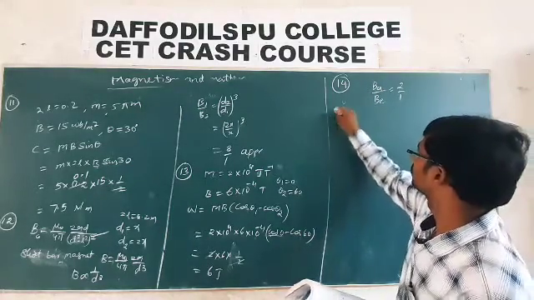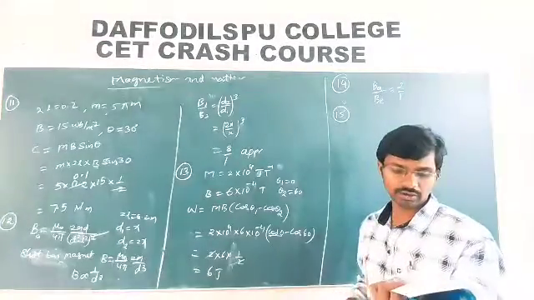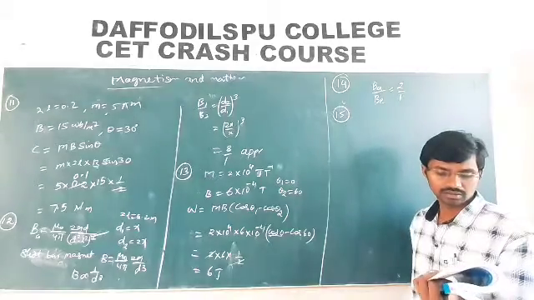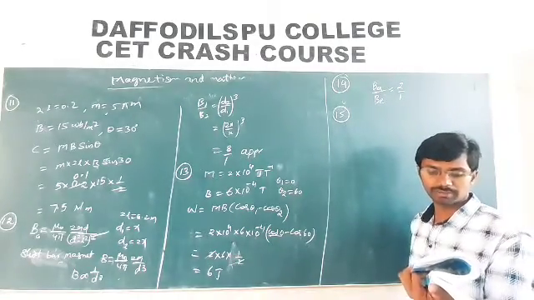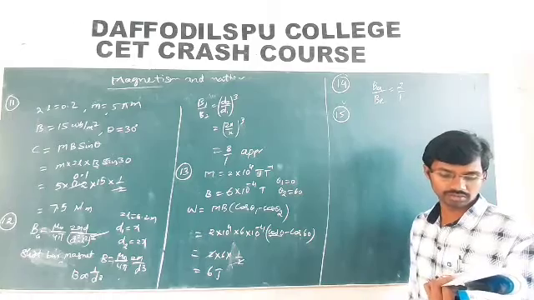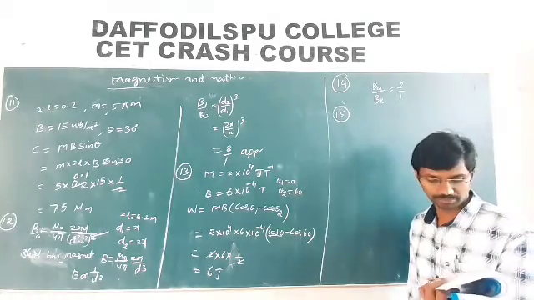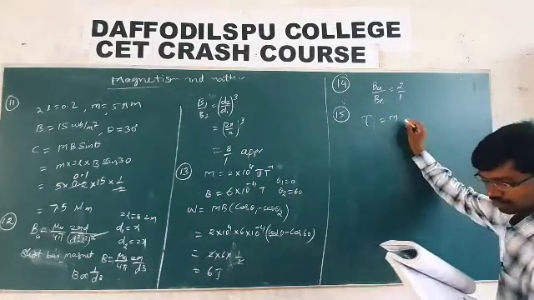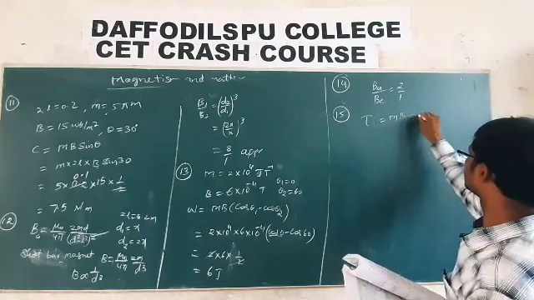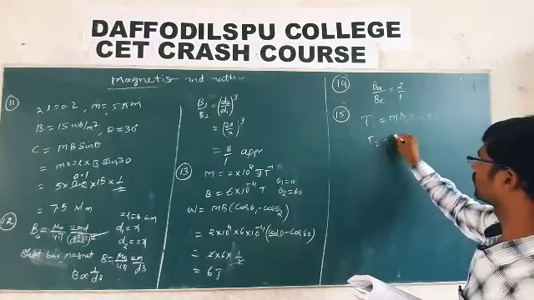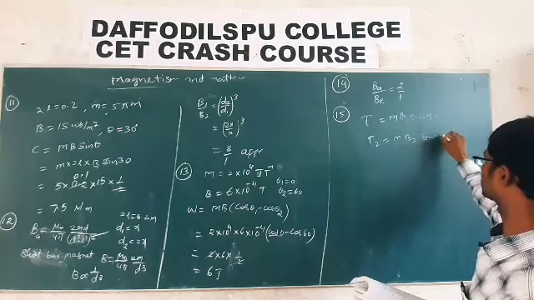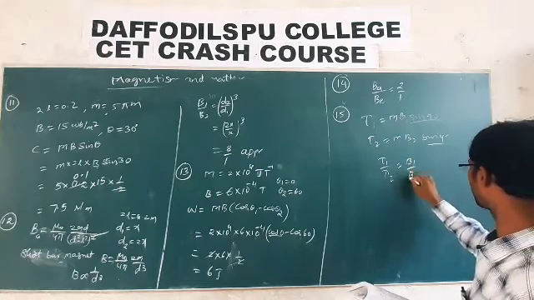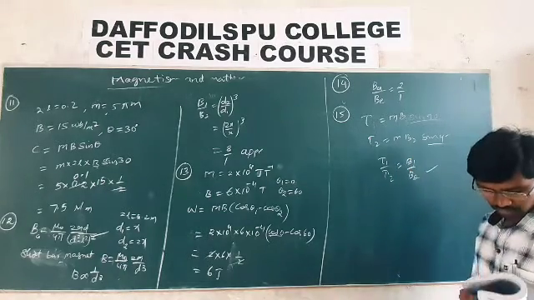Tau 2 by tau 1 is equal to sin theta. Torque is directly proportional to sin theta. Then sin 30 by sin 90. Then tau 2 by tau 1 is equal to 1 by 2 by 1, with tau 1 being 10 power minus 5. Then tau 2 is equal to 1 by 2 into 10 power minus 5 Newton meter, which is the first option.